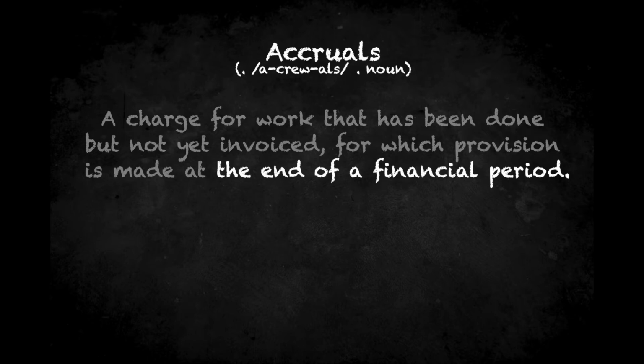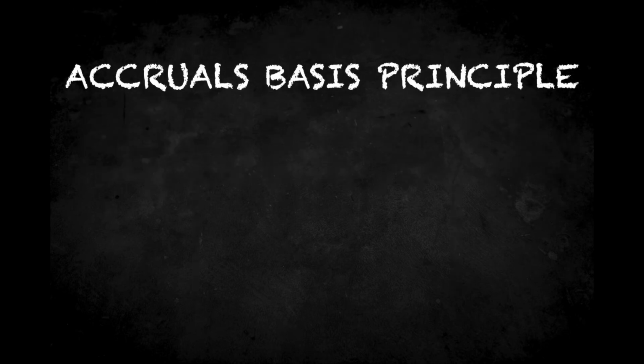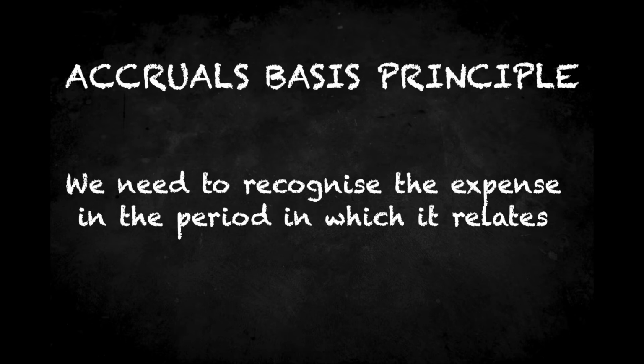Now, I know what you're thinking. We usually debit the expense when we post the bill. If you watch the debits and credits video, you'd know that posting a bill is debit expense and credit accounts payable. But under the accruals basis principle, we need to recognise the expense in the period in which it relates. This is where accruals comes in.